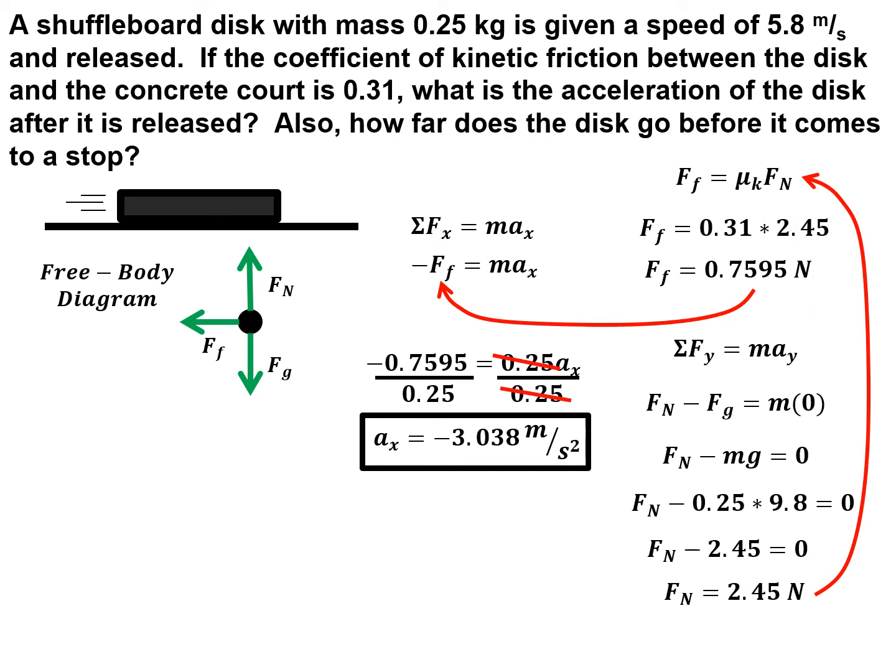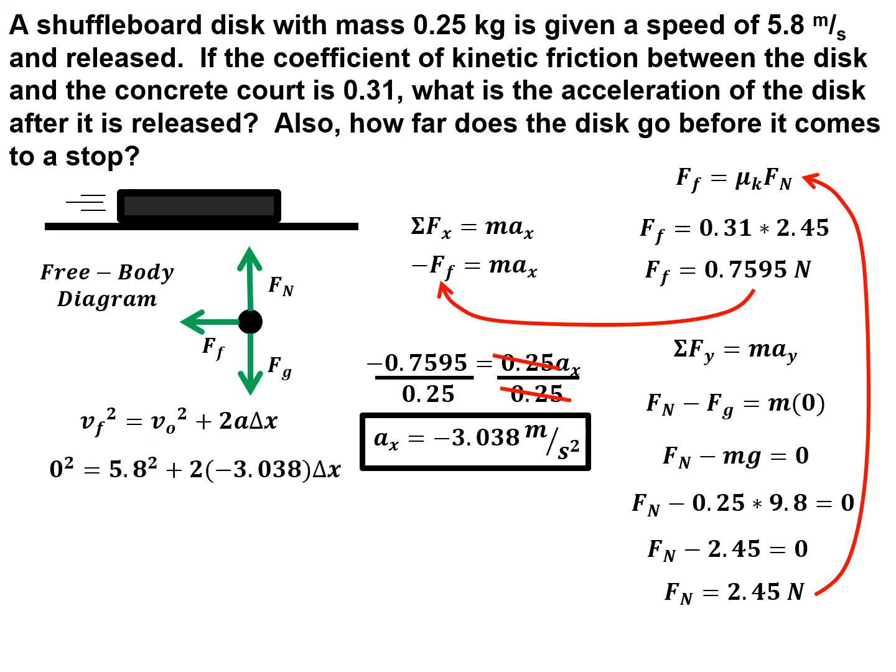Now the second part is how far it is going to go. So what's the displacement going to be? Well, we just figured out the acceleration. We know the initial velocity is 5.8, and it's going to come to a stop, so we know the final velocity also. Knowing the initial velocity, final velocity, and acceleration, to find the displacement we use this equation: final velocity squared equals initial velocity squared plus 2 times acceleration times displacement.